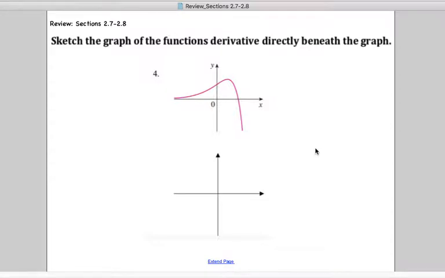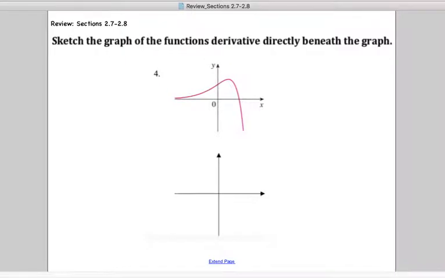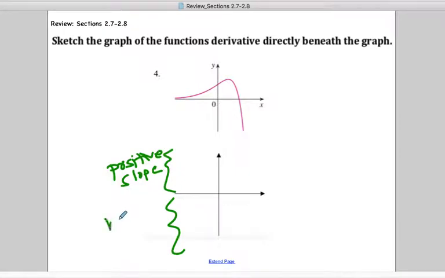All right, let's go ahead and look at number 4 on our section 2.7 through 2.8 review. It says sketch the graph of the function's derivative directly beneath the graph. So I have my original function given to me, and I'm going to sketch the derivative down here. The biggest thing to remember is when I graph it, I'm graphing slopes. If I have a positive slope, I'll be above my x-axis. If I have a negative slope, I'll be below the x-axis.